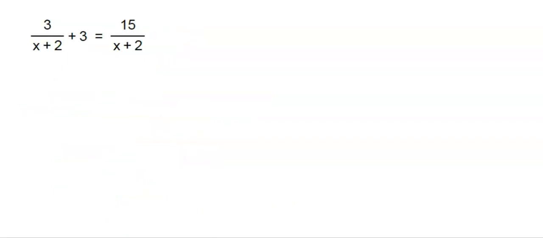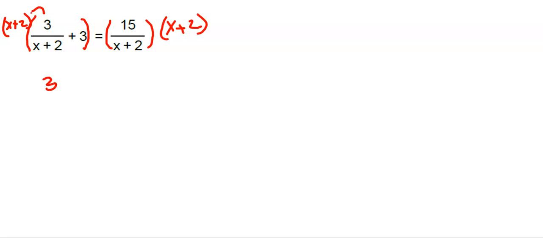Here's another equation with fractions. We're going to do the same thing. We'll multiply both sides of the equation by the least common denominator, which would be the x plus 2. So multiplying the left side by the x plus 2 and multiplying the right side by the x plus 2. On the left side, when we multiply the x plus 2 times the first fraction, the x plus 2's cancel and leaves us with just a 3. When we distribute to the 3, that leaves us with a 3 times the x plus 2. And on the right side, the x plus 2's cancel, leaving us with 15.